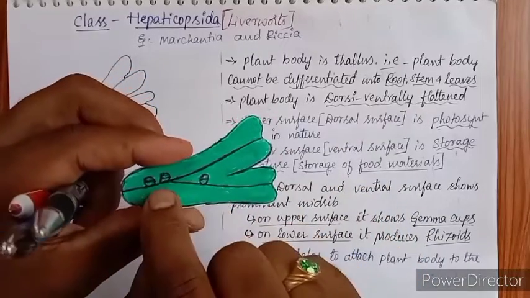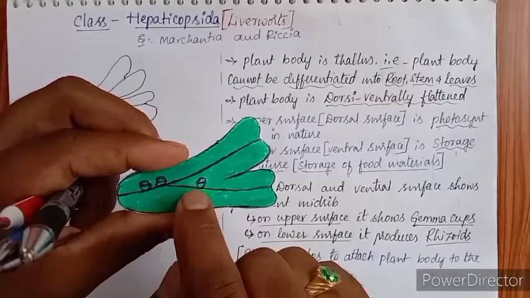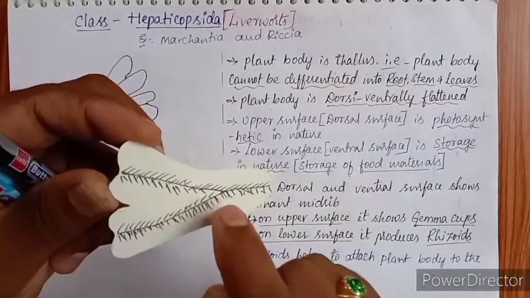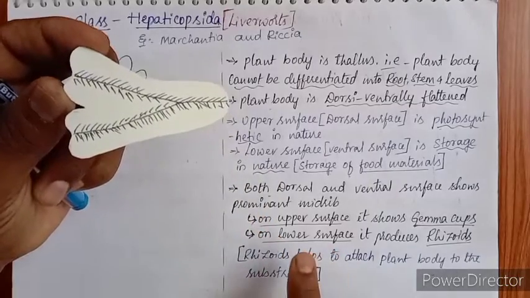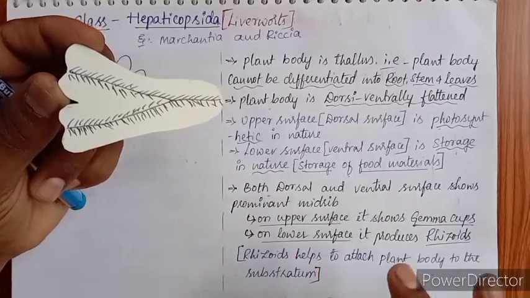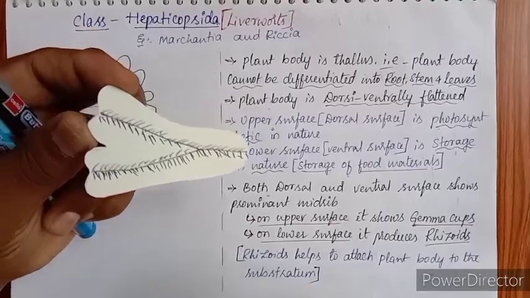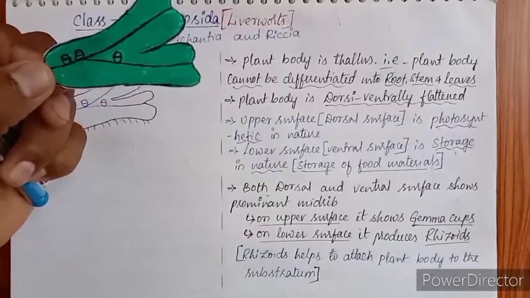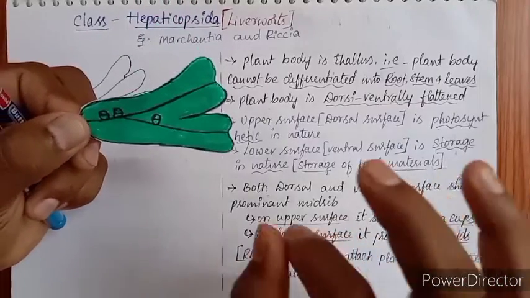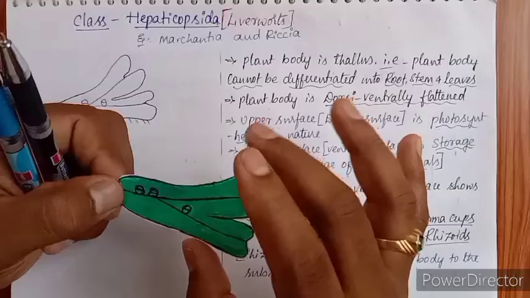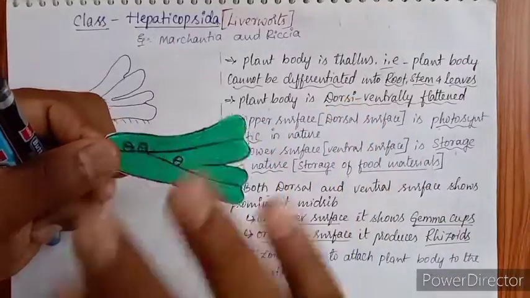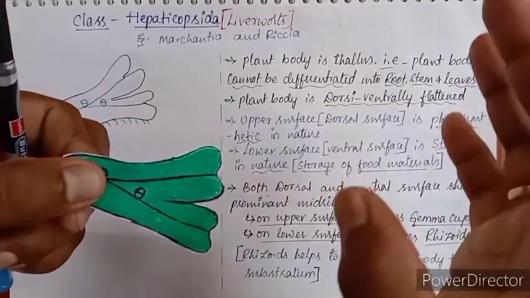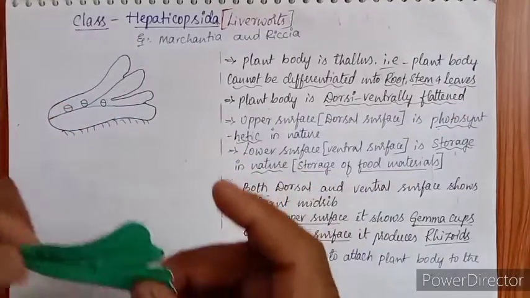On the upper surface, there are the Gemma cups, and the lower surface produces rhizoids. With the help of rhizoids, the plant body attaches to the substratum. And these Gemma cups are very special. They help in vegetative reproduction. Vegetative reproduction is also done by fragmentation. If the plant body is divided into many fragments, each fragment has the ability to develop into a new plant body.